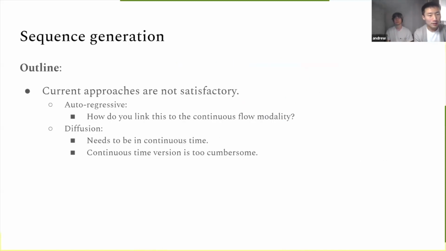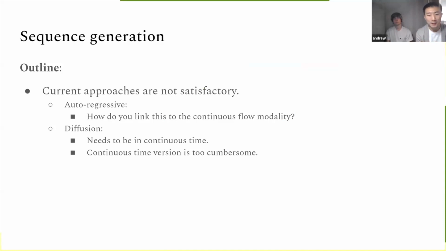To give an outline, we were thinking, okay, can we just take off-the-shelf methods? You might say autoregressive, which has been really popular in NLP. But then the question is, how do you connect this with the continuous modality where we're doing diffusion and flow modeling? That might naturally lead you to consider diffusion models, but we want them to be in continuous time to be in sync with how the structure is also being denoised.